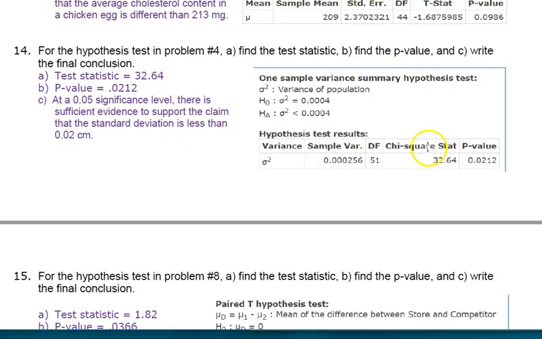Our test statistic is where it says chi-score stat, so that's 32.64. Our p-value is 0.0212. For this one, we had a 0.05 significance level, so we're comparing the p-value, which is 0.0212, it's smaller than 0.05. That means we have positive conclusions, so there is sufficient evidence to support the claim.